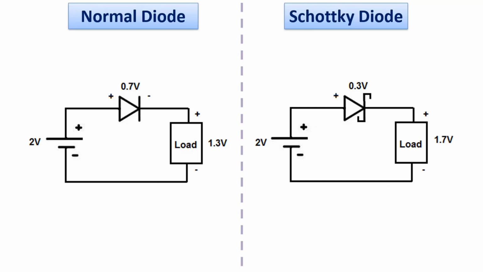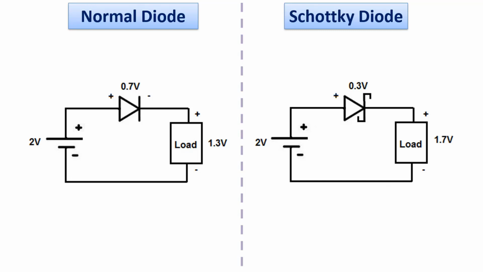Since 0.7 volts will remain on the diode, 1.3 volts can be transferred to the load. In the circuit on the right, the voltage source with the same value is connected in series with the load with the Schottky diode. Considering that 0.3 volts remains on the Schottky diode, 1.7 volts will remain on the load. This very small difference is often important, especially in communication circuits.